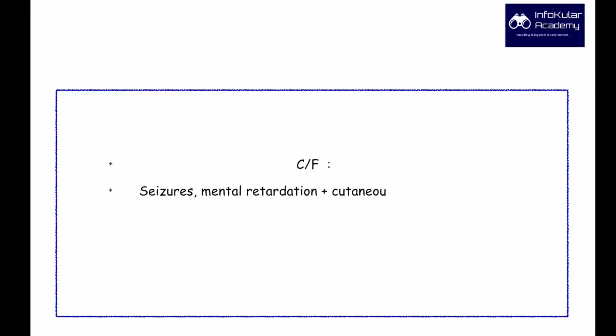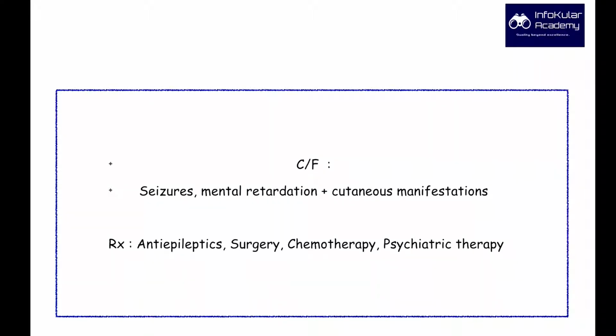Now the questions are framed in a way where seizures, mental retardation and cutaneous manifestations are also seen, and the treatment is usually anti-epileptics because there are so many neurological disorders present. Surgery if there's any tumor that can be excised, chemotherapy if there is any conversion into malignancy, and psychiatric therapy for mental retardation and seizures and cognitive dysfunction.